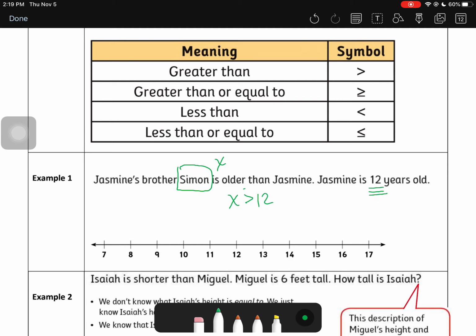So we're taking the English language and translating it into an inequality, and then we're going to graph it. So it's older than 12. So we're going to make an open circle since he can't be 12, and older is going to be shaded to the right.